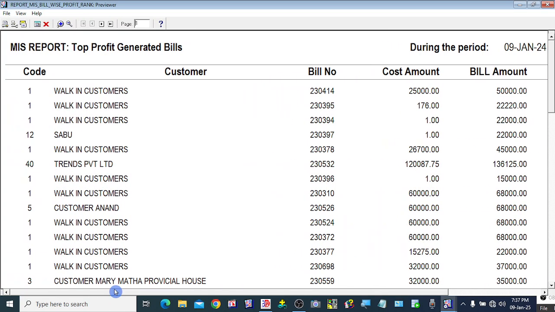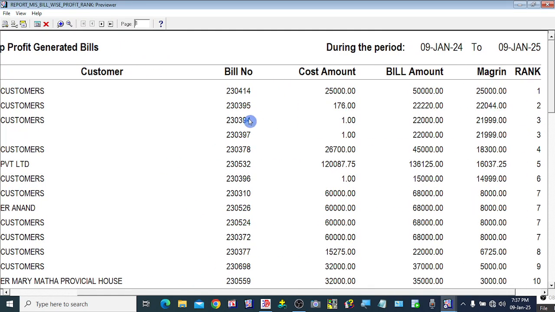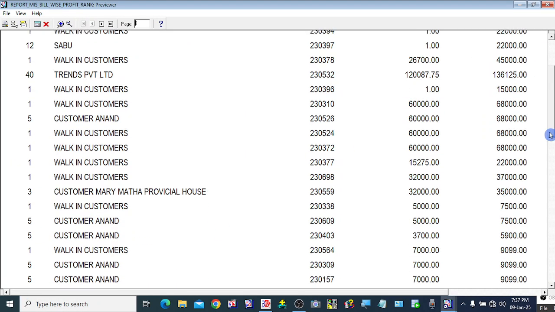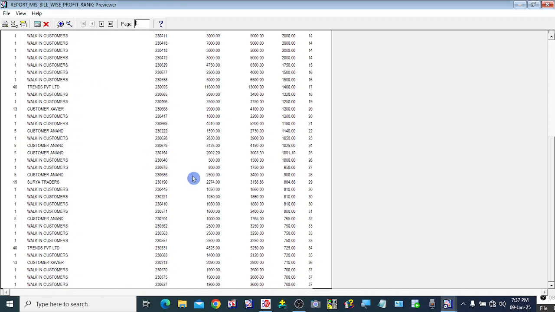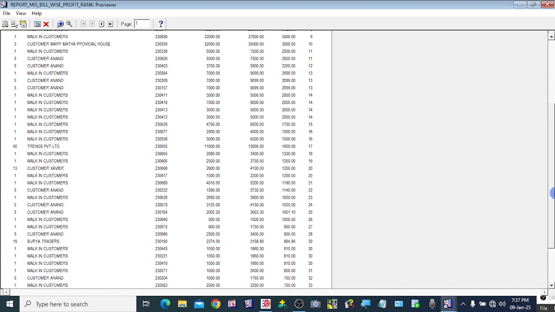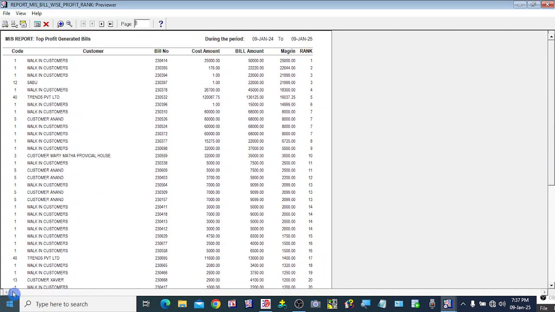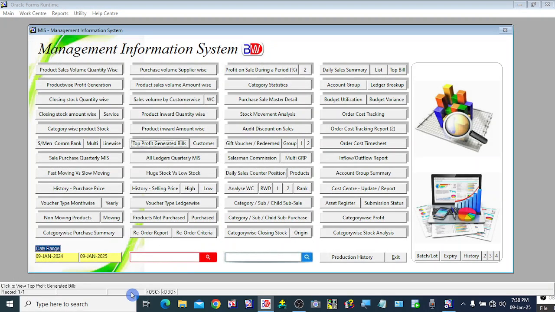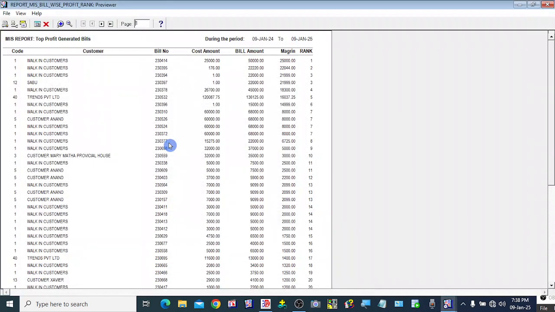The second top profit generated bill is 230395. Cost amount, bill amount, margin. In this way, we will get the top profit generated bills rank-wise in this report. In this report, what is showing is out of which bill I have generated more profit.